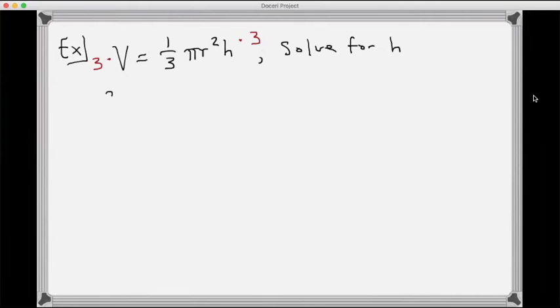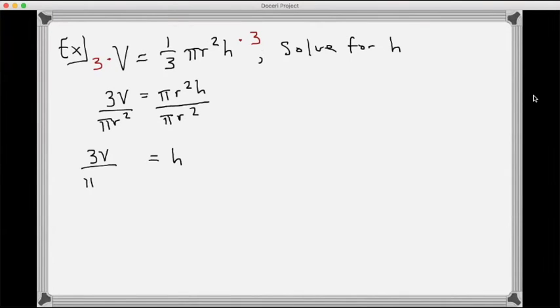That's going to give us 3v is equal to pi r squared h. And so now we want to get h by itself. So we're going to divide by pi r squared on both sides. Just like we were solving it for h. That's what we're doing, right? So we end up with 3v over pi r squared is equal to h, and that is our final answer.